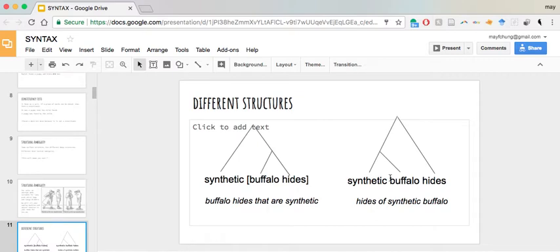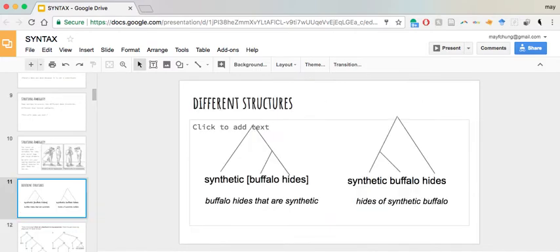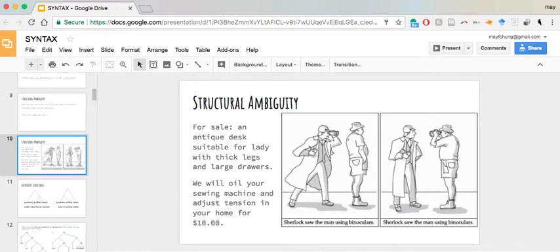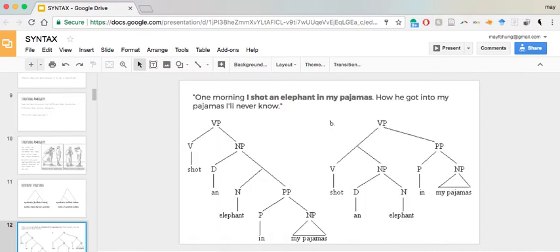So this deep structure means hides a synthetic buffalo. What is a synthetic buffalo? I'm not really sure, like a fake buffalo. But you can tell that there's different meanings depending on how you group your constituents, and some are more logical than others. So for synthetic buffalo hides, I'd probably say that it's buffalo hides that are synthetic versus hides of a synthetic buffalo, because what's a synthetic buffalo, right? But in the Sherlock example, you're not really sure which is which.